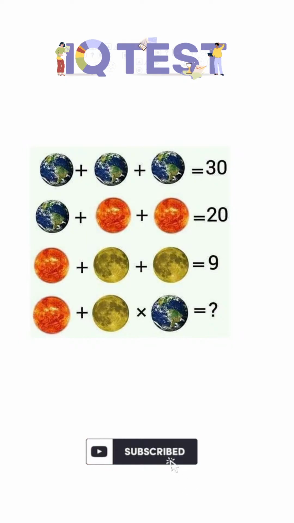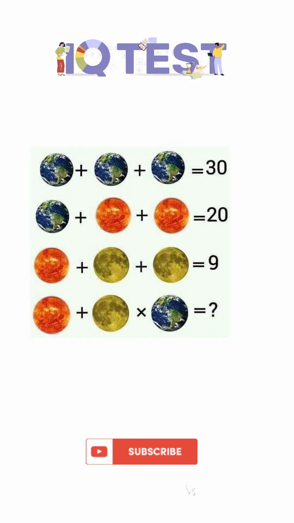What are we getting as our answer over here? Okay, so let's have a look at it. So we have the 3 earth summing up to 30. It implies that 1 is 10. So the earth is 10.